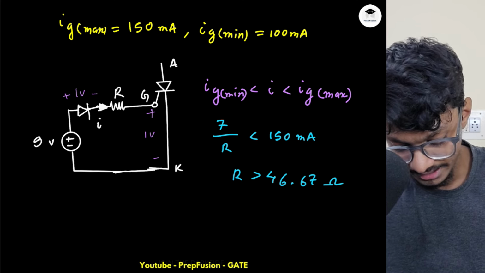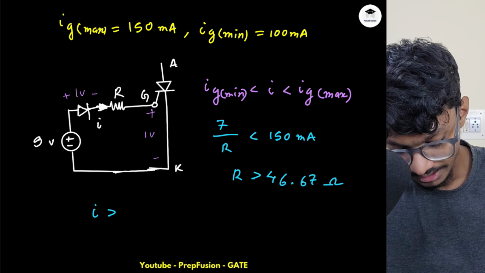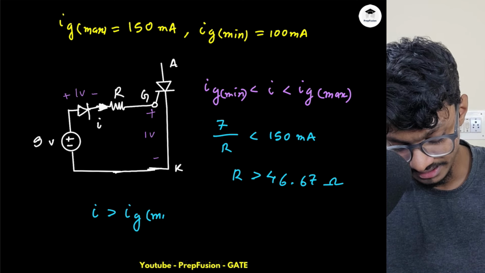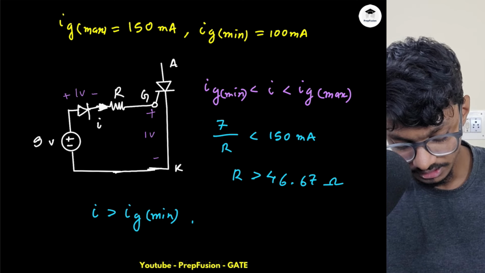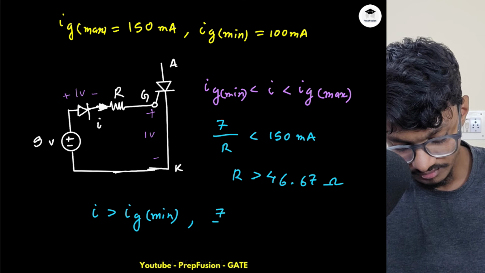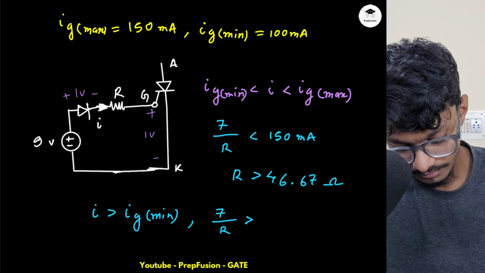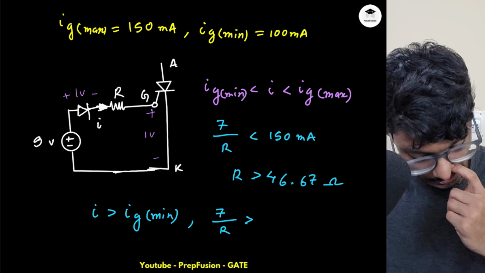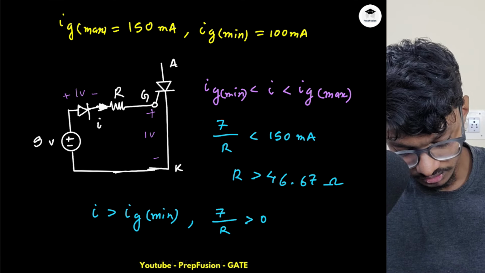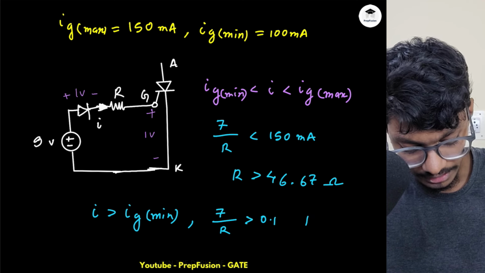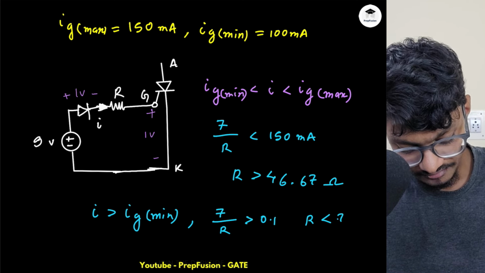My I has to be greater than IG min, and then only the gate will get triggered, else the gate won't be triggered. So I is what? I is 7 by R. IG min is 100 milliamperes, which is 0.1. So R will be what? R has to be less than 70 ohms.